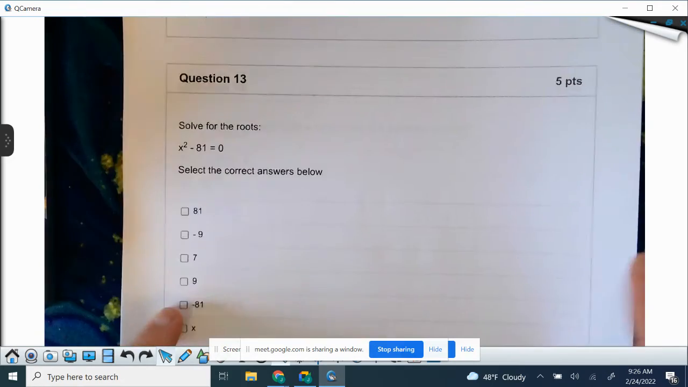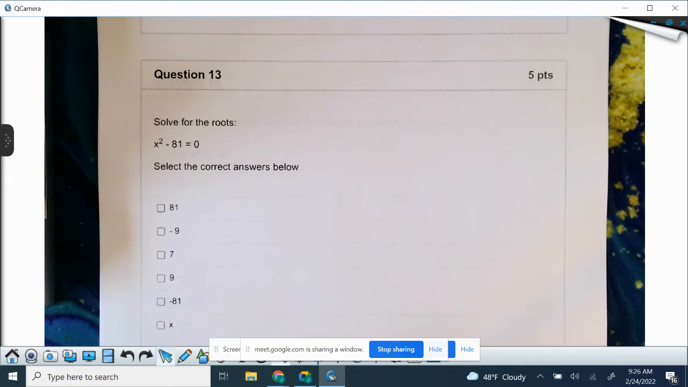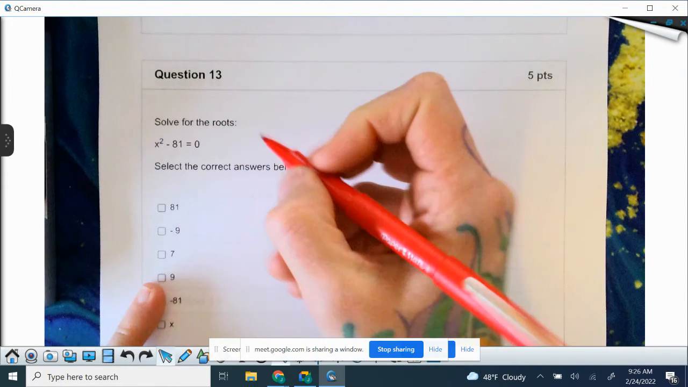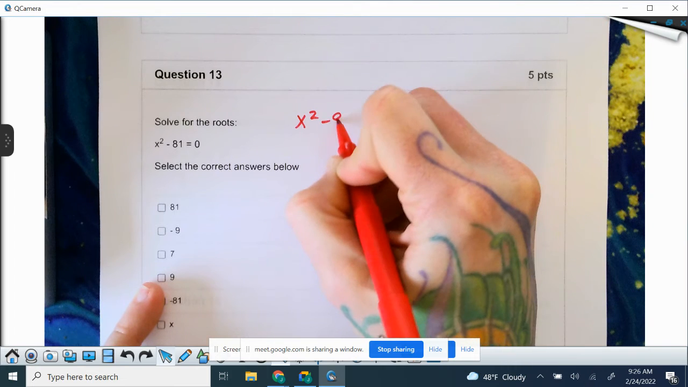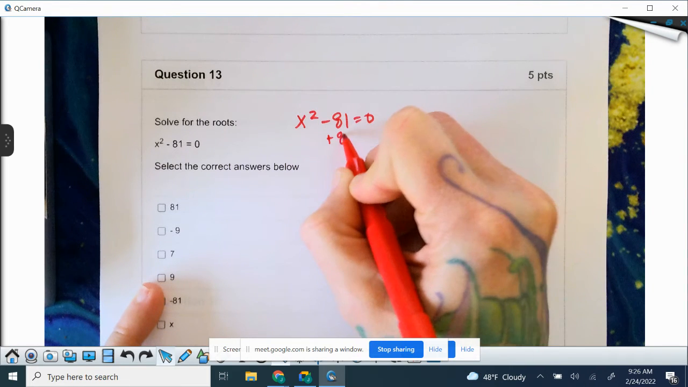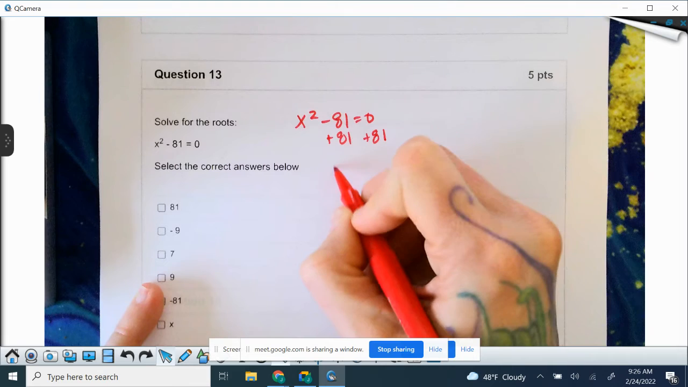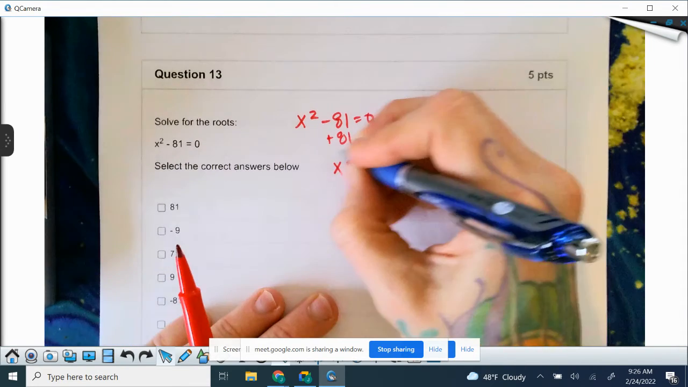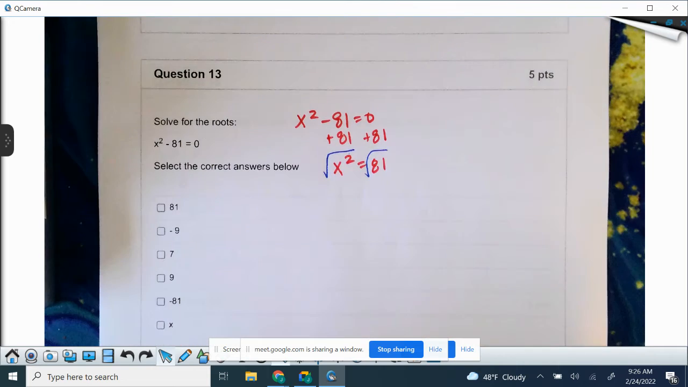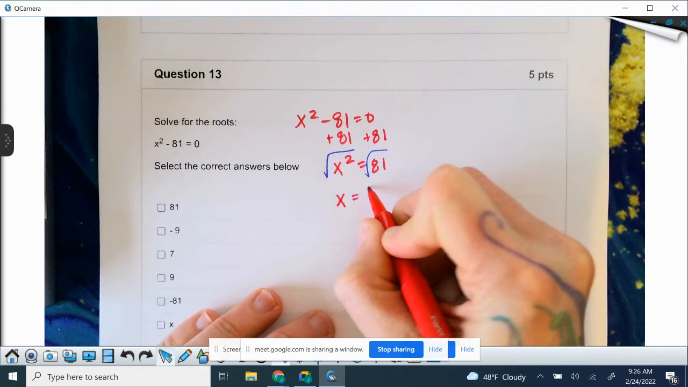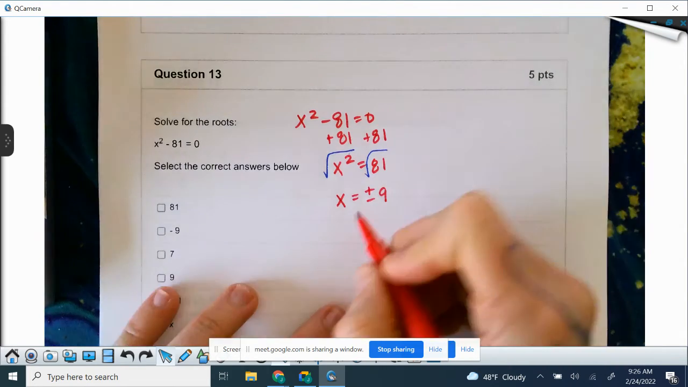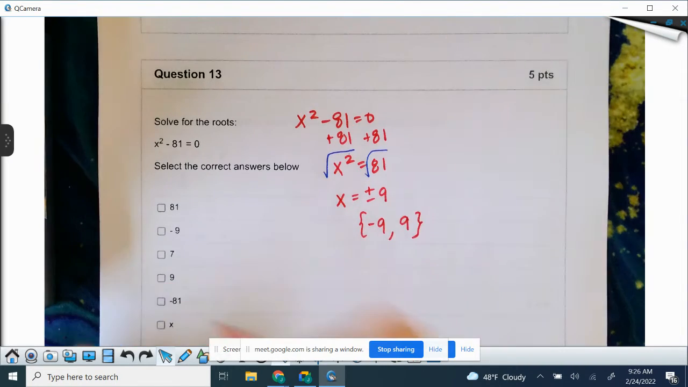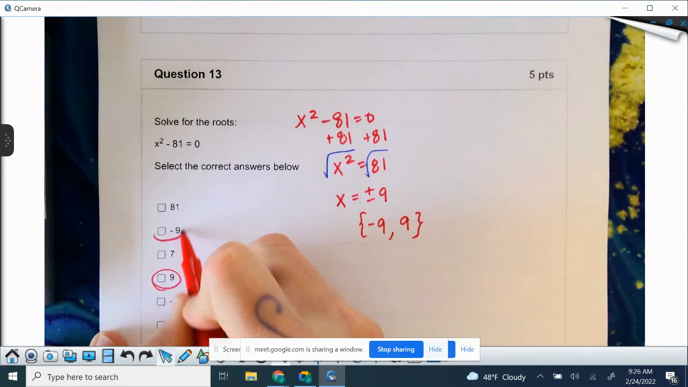Another solve for the roots. Again, there's not a b value. It's just an a and a c, or an x squared and a constant. So x squared minus 81 equals 0. We're going to add 81 to both sides. x squared equals 81. As soon as you see x squared, you're going to take the root of both sides. And x equals plus or minus 9. Or like I said, negative 9, positive 9. So your answer is this one and this one.